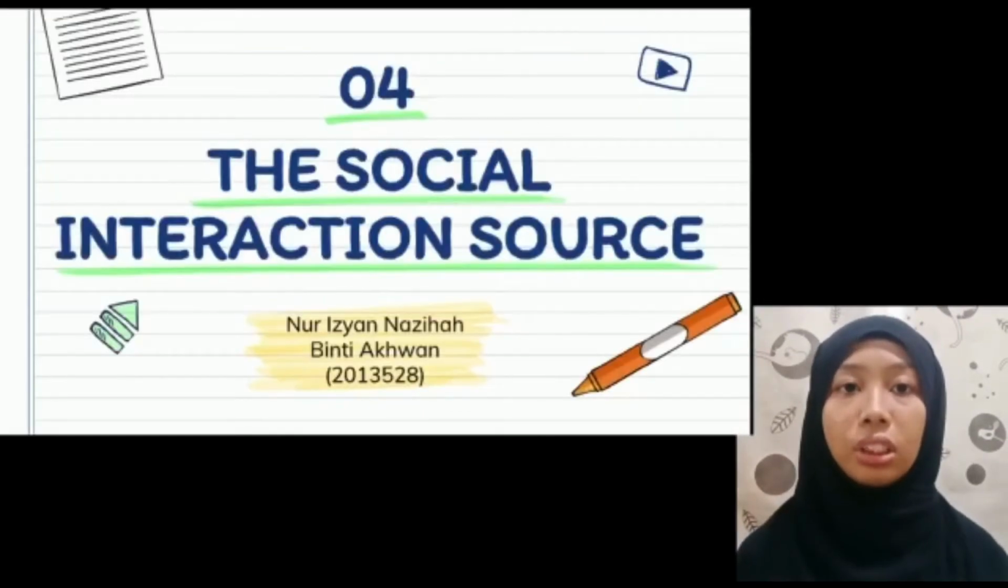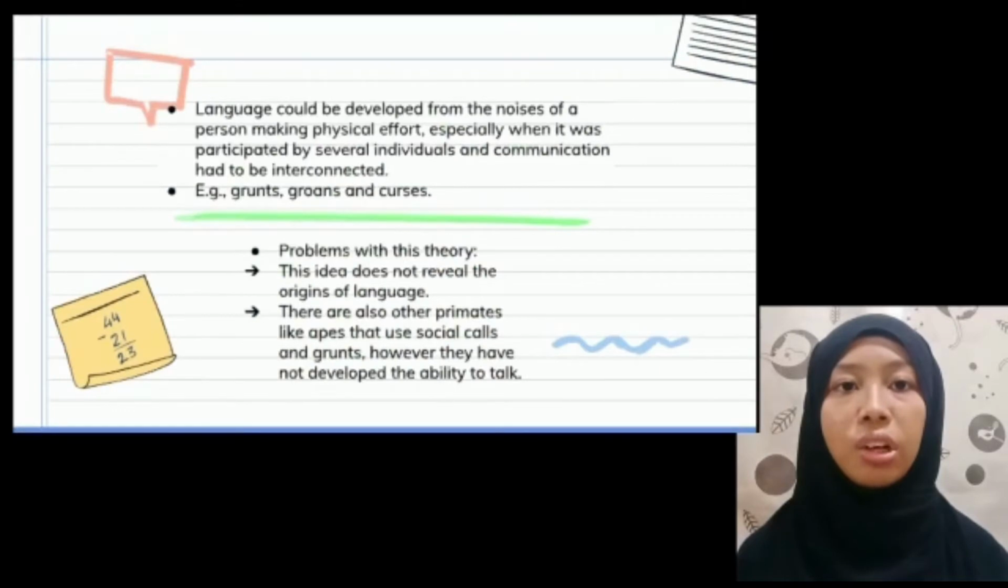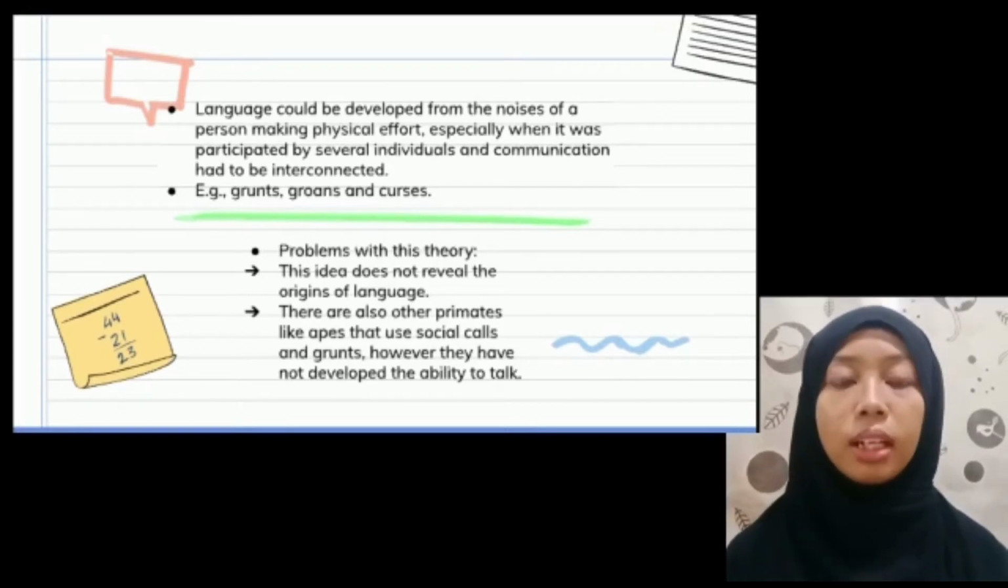Next, the social interaction source, also known as the yo-he-ho theory. This theory proposes that language could have developed from the noises of a person making physical effort, especially when it involved several individuals and communication had to be interconnected. Examples of the noises are groans, grunts, and curses. However, this idea does not reveal the origins of language.